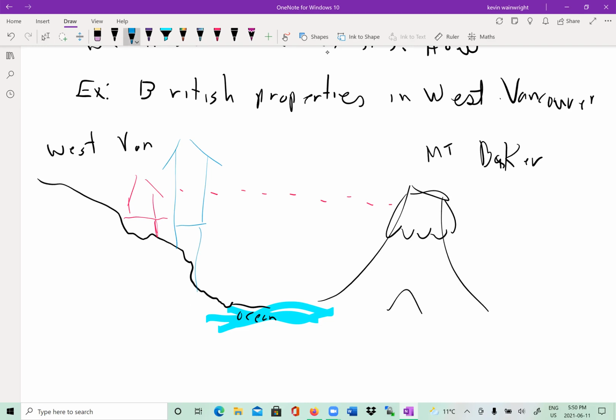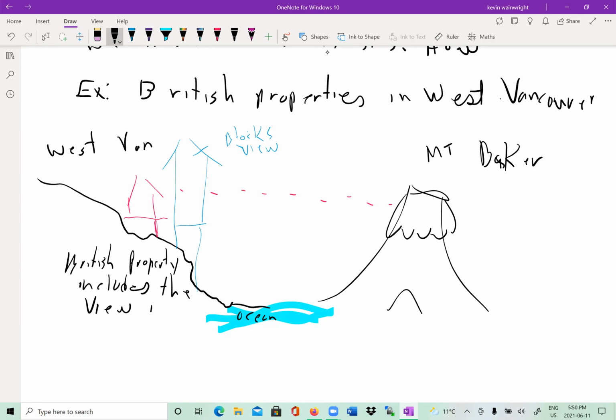And this second house blocks my view. Okay, here is what makes British Properties unique. The view of Mount Baker adds to the value of the property. So British Properties includes the view in the deed. Okay.